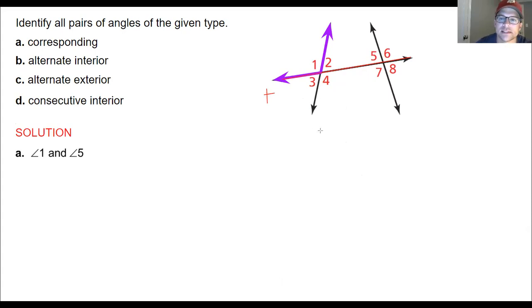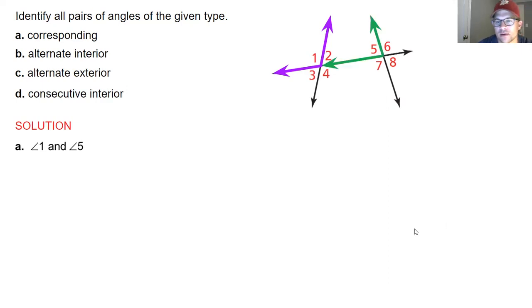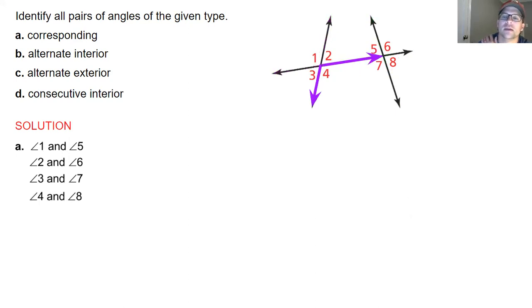So anything that is in the same position would be considered corresponding. Position-wise, in the upper left-hand corner of both points of intersection would be angles 1 and 5. Then we can go in the same way, going in the upper right-hand corner, you have 2 and 6. Then the lower left-hand corner would be 3 and 7. And the lower right-hand corner would be 4 and 8. So there are 4 pairs of corresponding angles in this example.